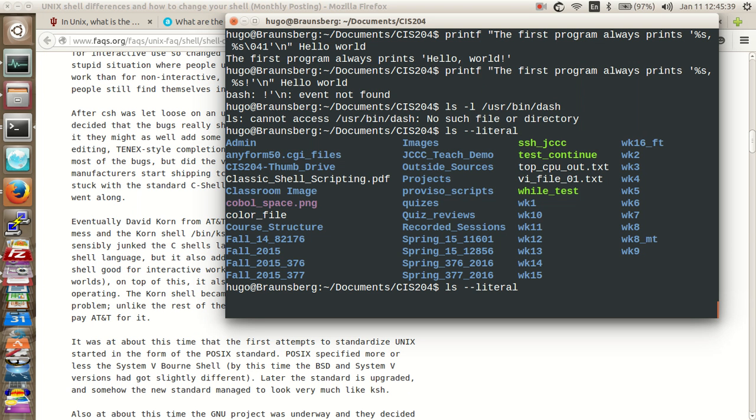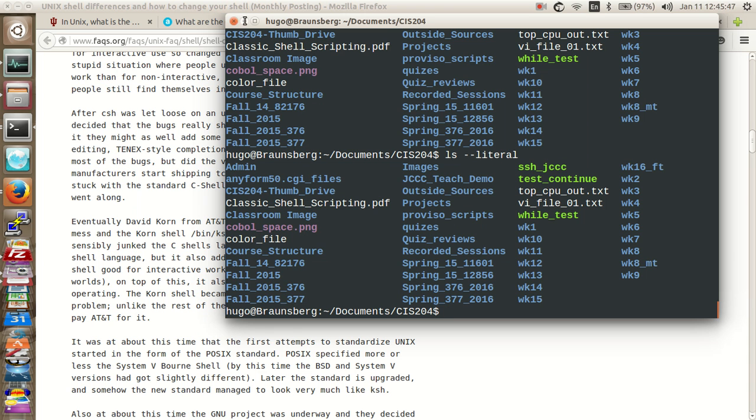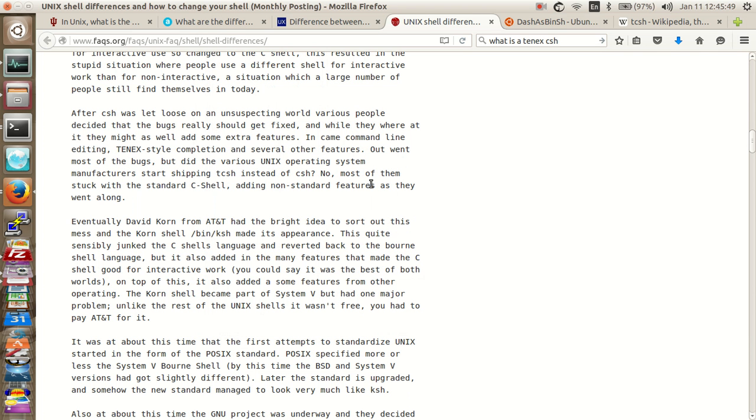What happened is I hit the tab and the command auto-completed, and that was something that came out of TENEX. So that TENEX-style completion was then pulled into TC shell. Eventually David Korn from AT&T, who gave us the K shell and who I had an opportunity to meet and speak with when he came to Kansas City in the late 80s, had the bright idea to sort this mess out and created the Korn shell, the K shell.